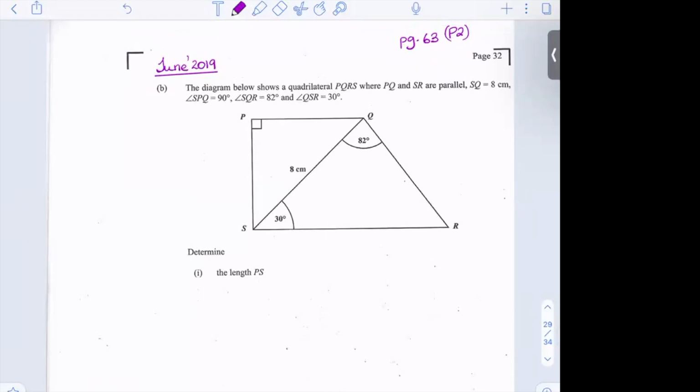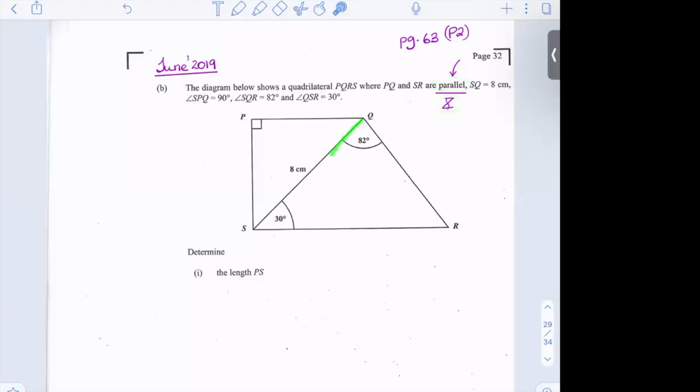The diagram below shows a quadrilateral PQRS where PQ and SR are parallel. So we want to underline that. From the time we hear the word parallel, we should think about the Z-shaped angle. The transversal cuts two parallel lines and alternate angles are formed. So from the time we read parallel, the Z-shape is supposed to come to our mind.